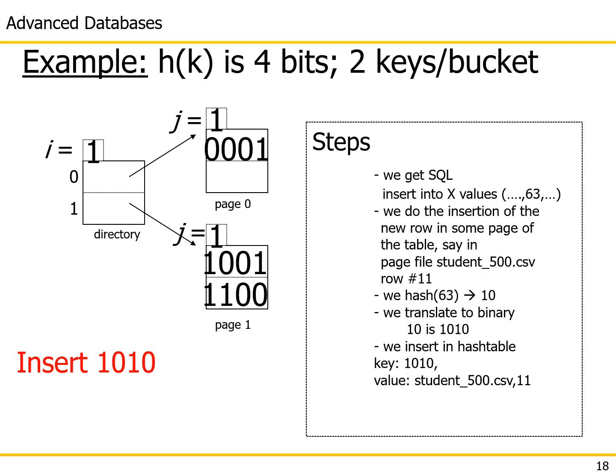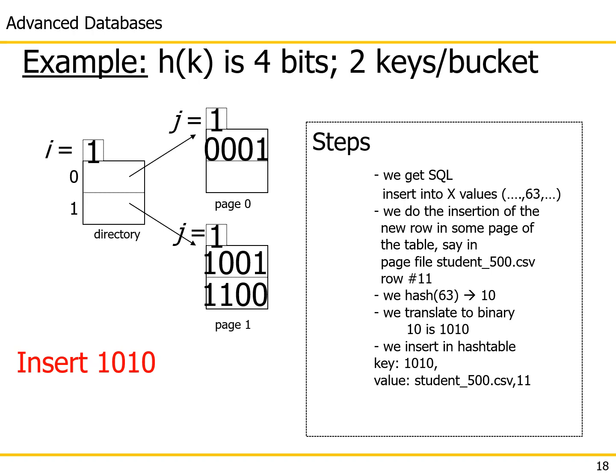I have in there 1001 and 1100. And the J is 1, which means that the entries here must agree on the leftmost bit, only one bit, which is the leftmost one. Now, for sure they agree, as you see, the first one has 1 and the second one also has 1 at the leftmost bit. But I have a problem now. This page is full and I need to do the insertion.